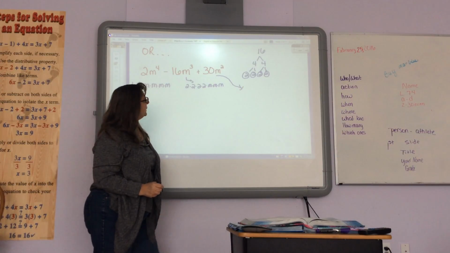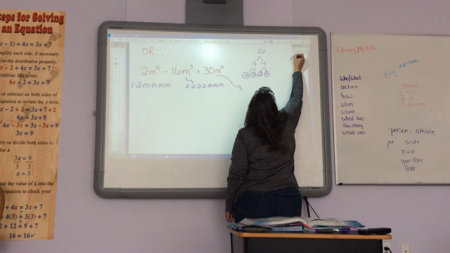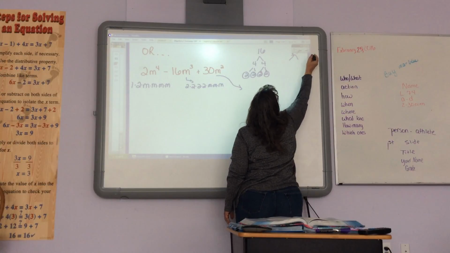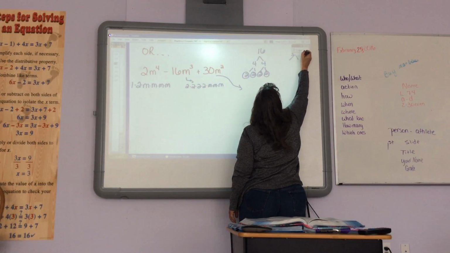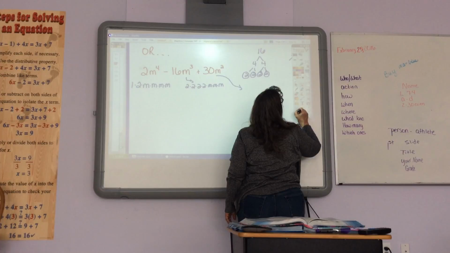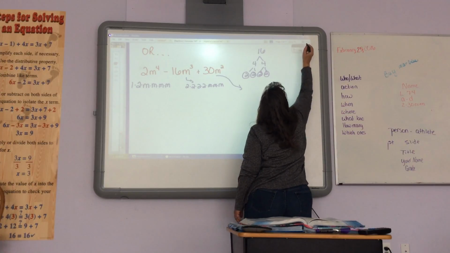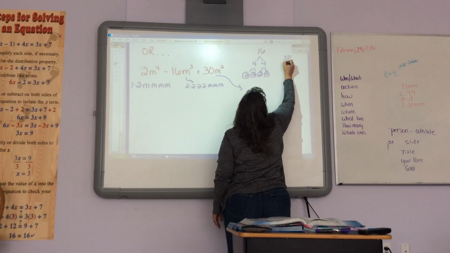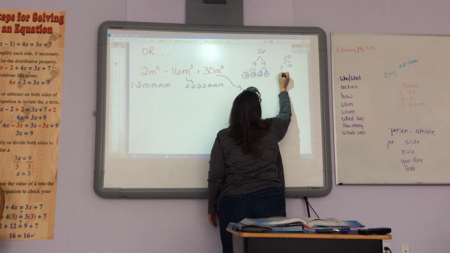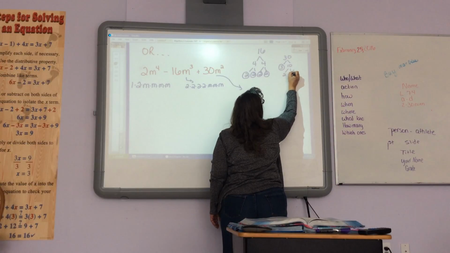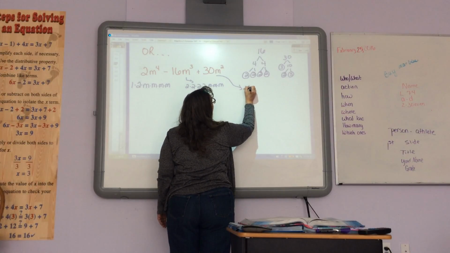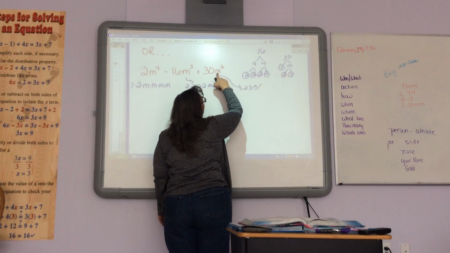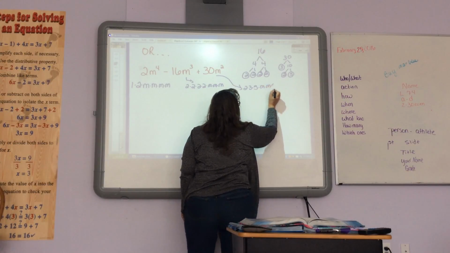Starting to run out of room on my board. 30, we need the prime factorization. Sorry, 30, the prime factorization would be 3 times 10. 3 is prime, 10 is not. That's 2 times 5, and those are both prime. So we have 2 times 3 times 5, and m squared is 2 m's, m times m.